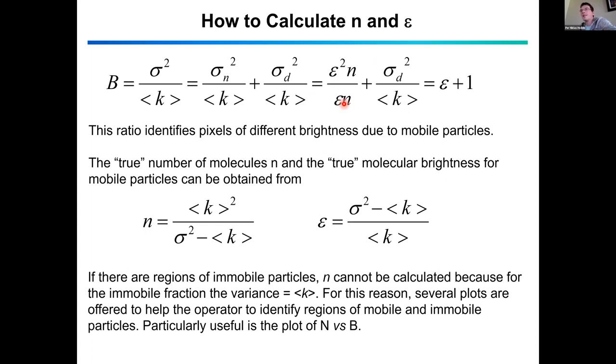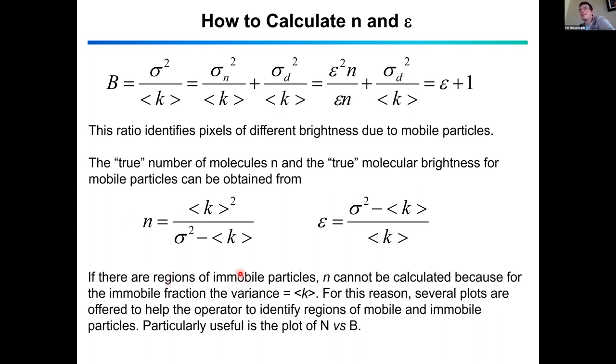This is also a good system you can do on your microscope to see if there are additional noise sources with your detector that you have to take into consideration. And then you can calculate the so-called true number of molecules and true molecular brightness, which is only coming from the molecules that move, using those two formulas shown in the center here.